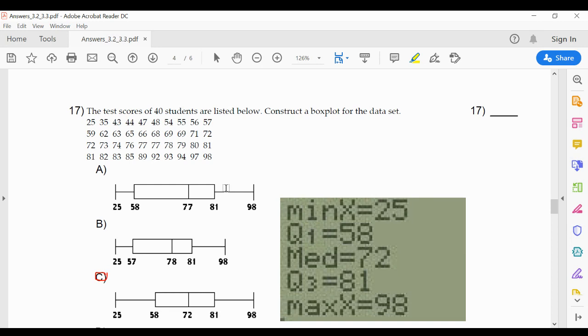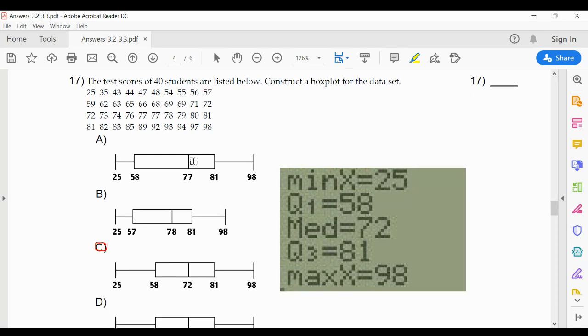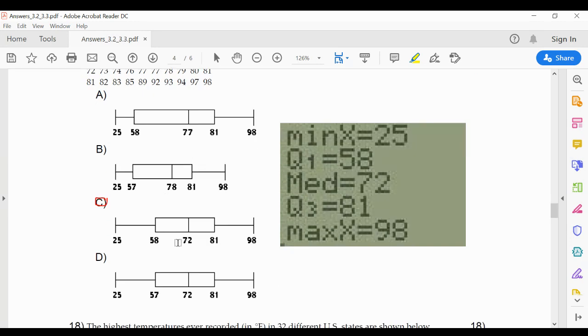40 numbers, so halfway between the 20th and the 21st number. And you're going to see, there's the 20th number, there's the 21st. You add that up, 144 divided by 2 is 72. You know it's either going to be letter C or D.